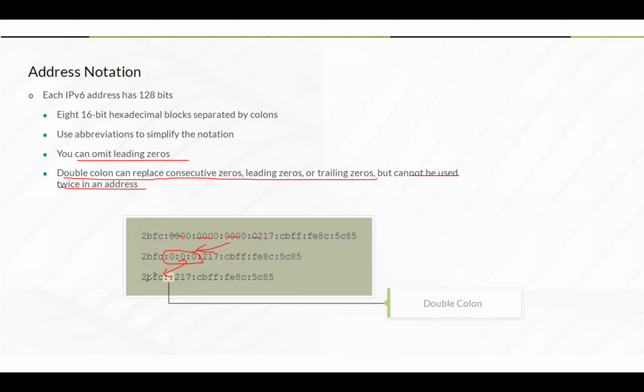You see 5 fields here, and three fields are here. The double colon replaces these three fields. This is the true shortcut to make IPv6 simple.